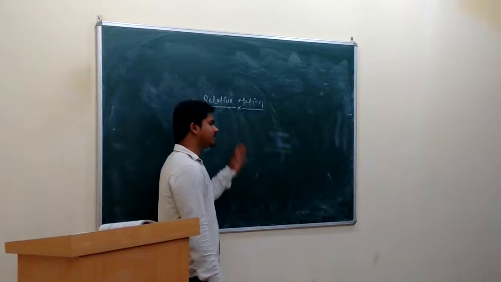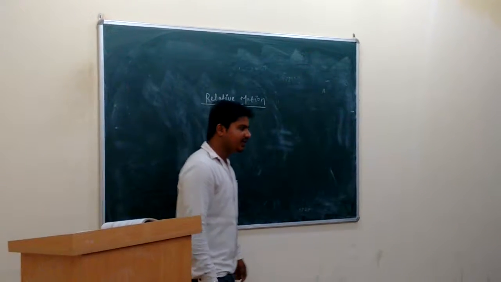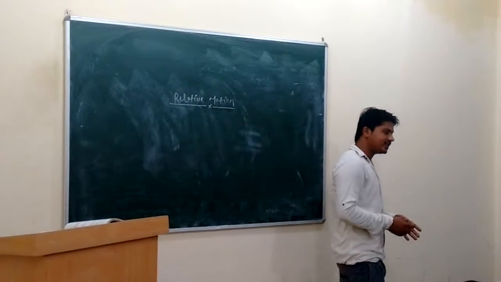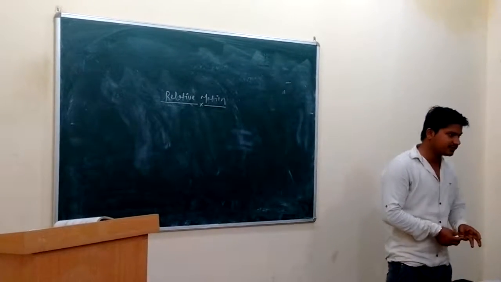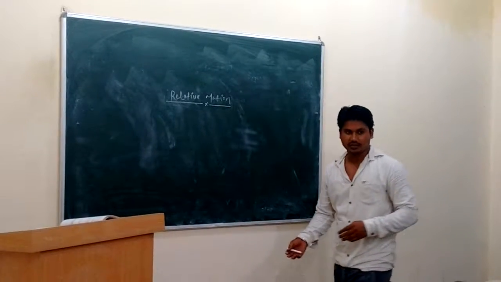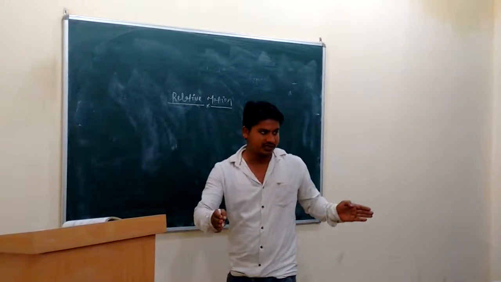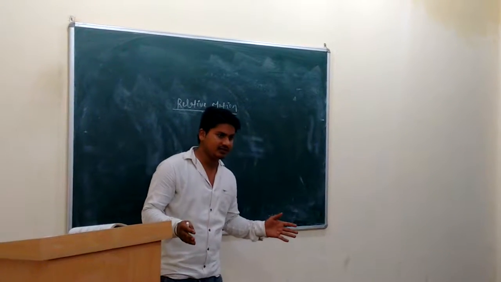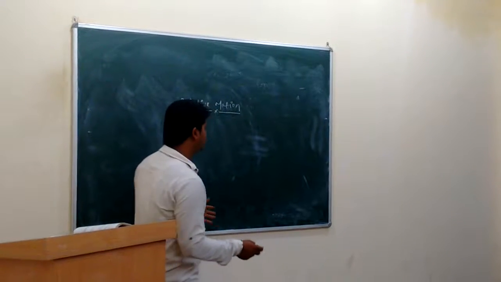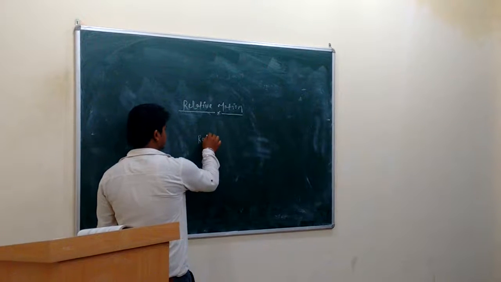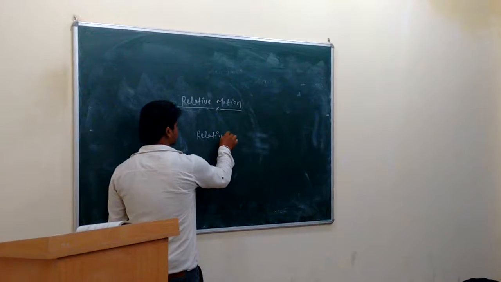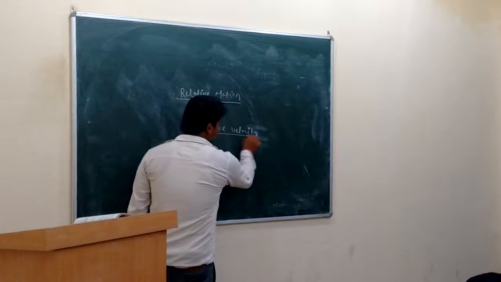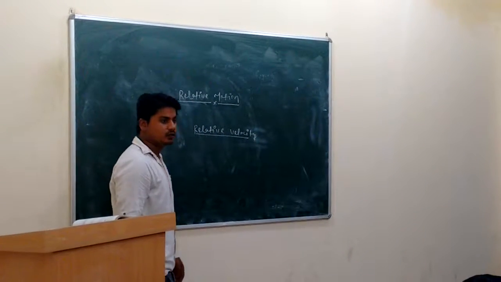Relative motion means we have to find the condition that the velocity of one body with respect to another, or the separation between the bodies with respect to time, that is, how separated they are. Suppose we are talking about relative velocity. For relative velocity we must have two bodies.